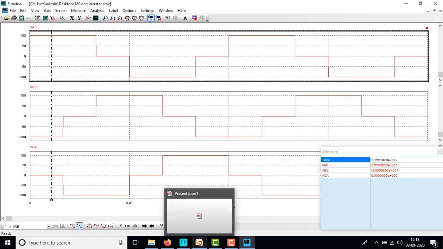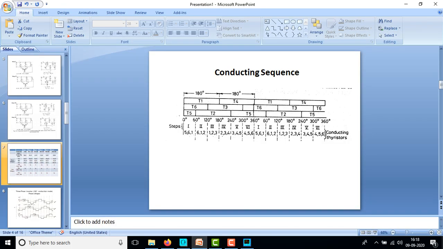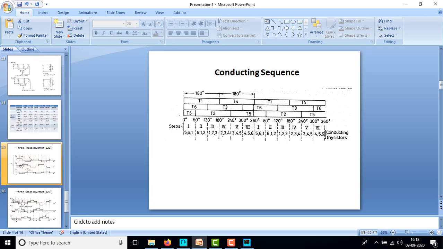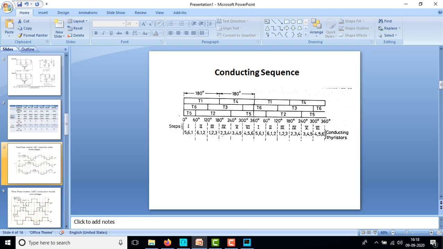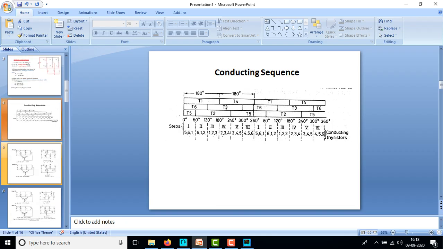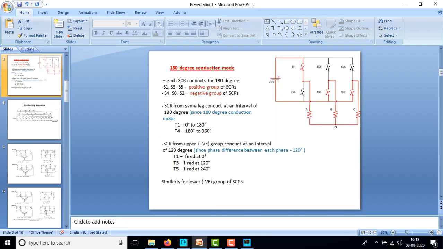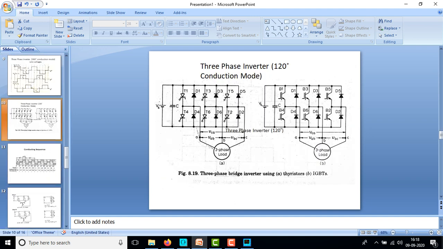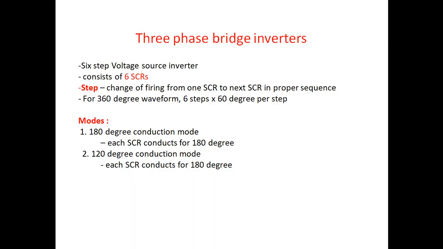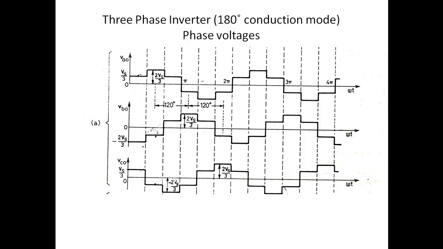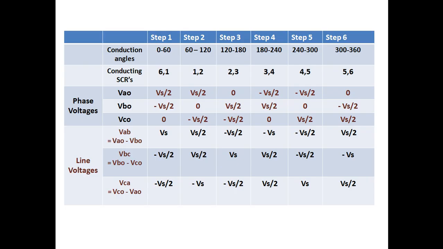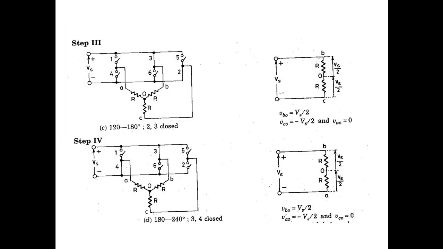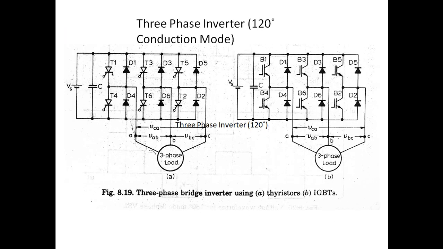The next one we can see is the 120 degree conduction mode. So in 120 degree conduction mode, each SCR will conduct for 120 degrees. So the same circuit diagram, and each SCR will conduct for 120 degrees.